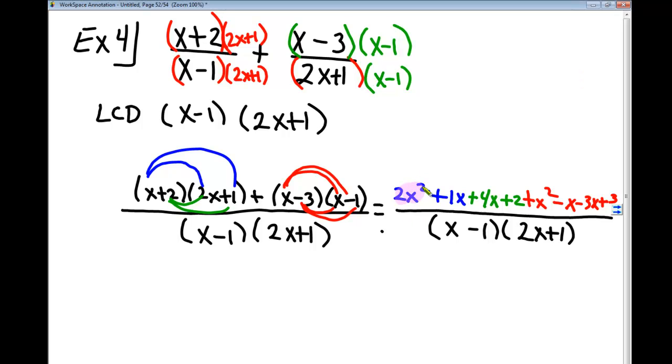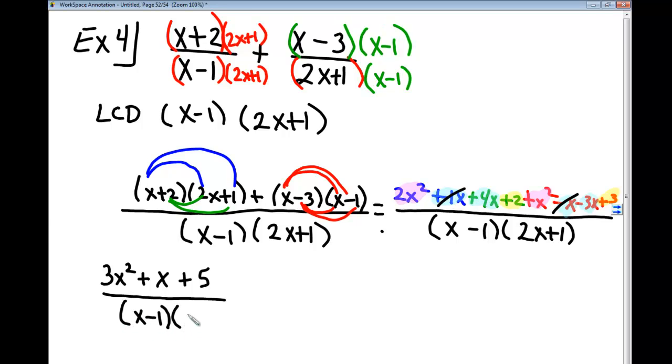See, I have a 2x squared and an x squared. This will give me 3x squared. We have a 1x and a 4x, which is 5x, a negative x, which is 4x, minus 3x, which is just x. Or you can look at it as the x's will cancel, and then 4 minus 3 is still 1x. Combining the number terms, I have 2 and 3, which gives 5. I have 3x squared plus x plus 5 over x minus 1 times 2x plus 1.